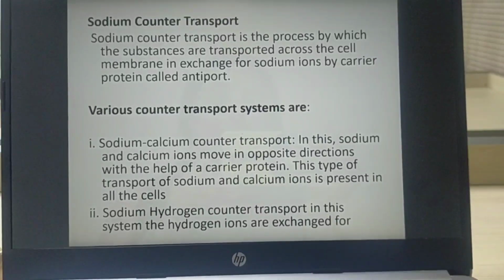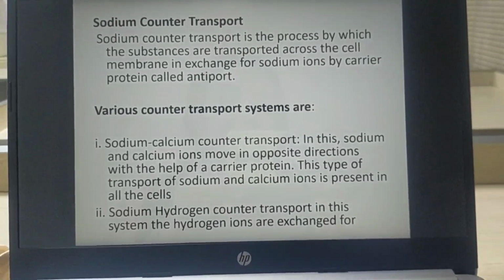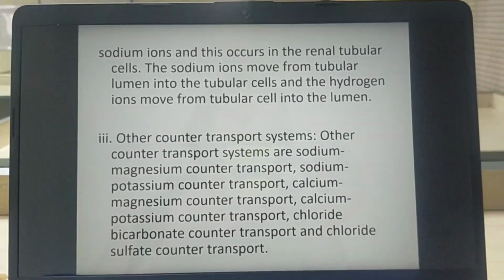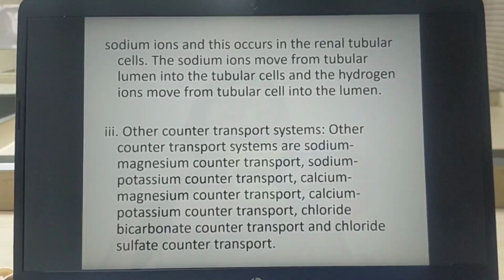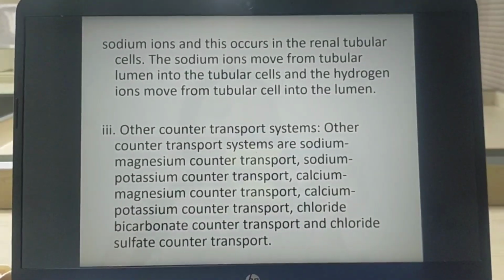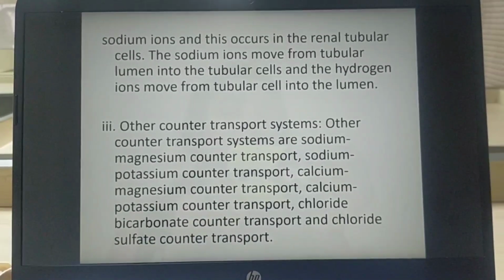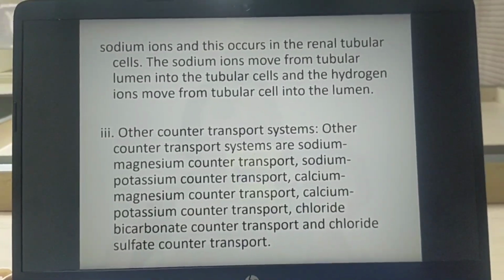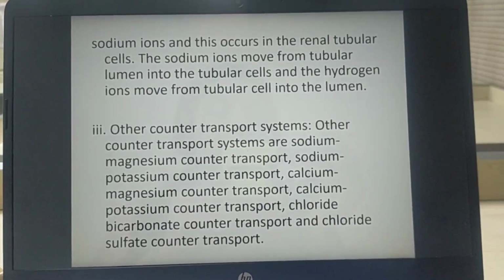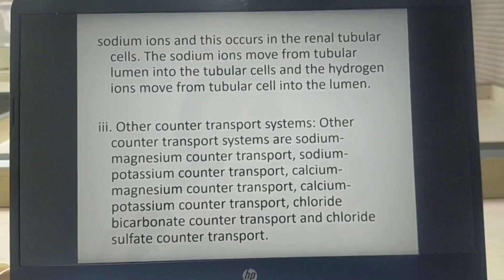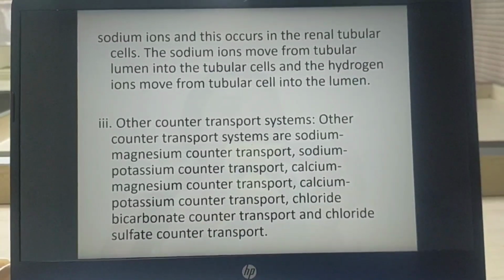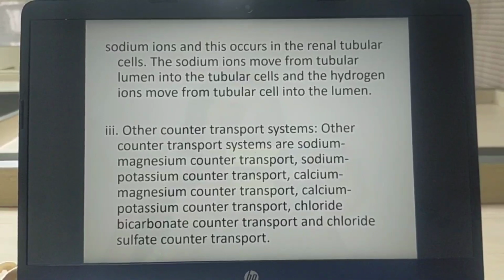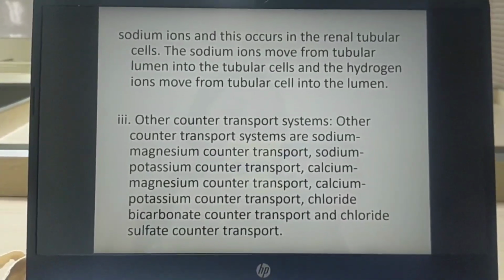Second is sodium-hydrogen counter-transport. In this system, the hydrogen ions are exchanged for sodium ions, and this occurs in the renal tubule cells. The sodium ions move from the tubular lumen into the tubular cells, and the hydrogen ions move from the tubular cells into the lumen. Other counter-transport systems are sodium-magnesium counter-transport, sodium-potassium counter-transport, calcium-magnesium counter-transport, calcium-potassium counter-transport, chloride-bicarbonate counter-transport, and chloride-sulfate counter-transport.